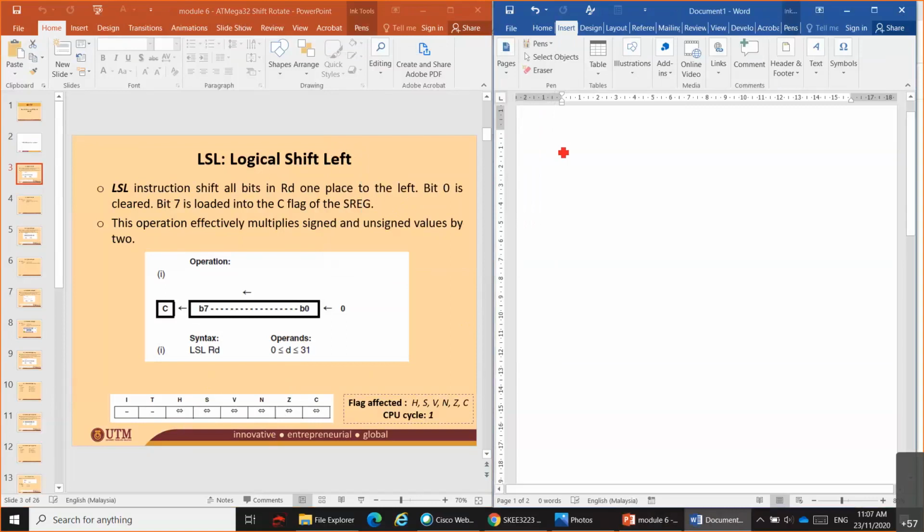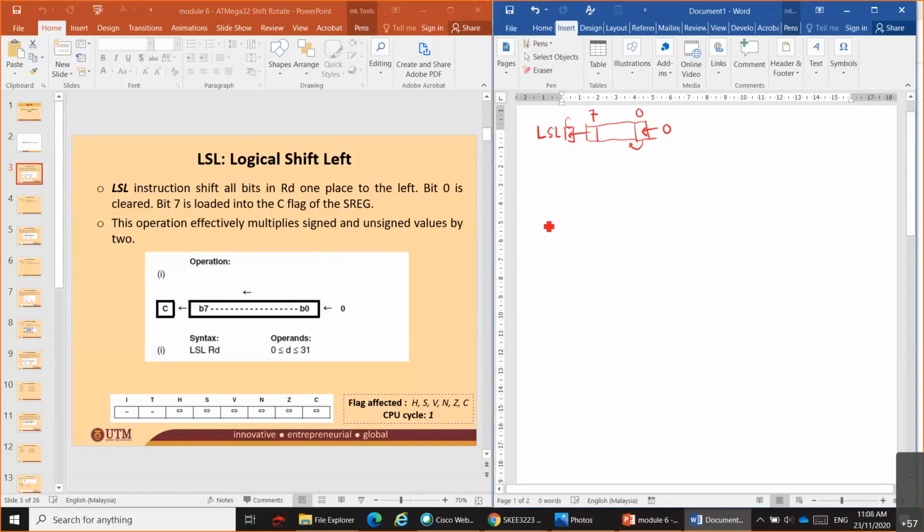So this is my LSL. This is my bit 0 and this is my bit 7. 0 from outside will go to your bit 0, and then all the bits will be shifted to the left by 1 bit, while the value from bit 7 will go to your C flag. So this is what the LSL does.